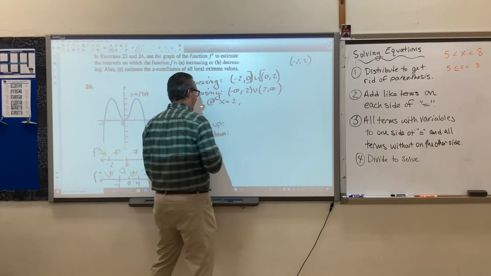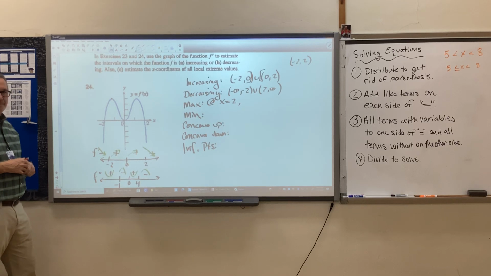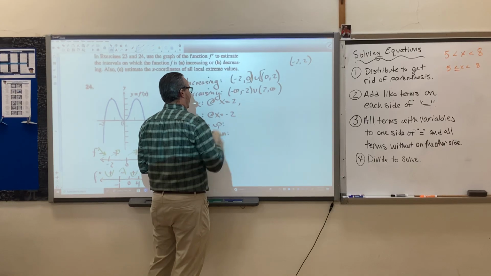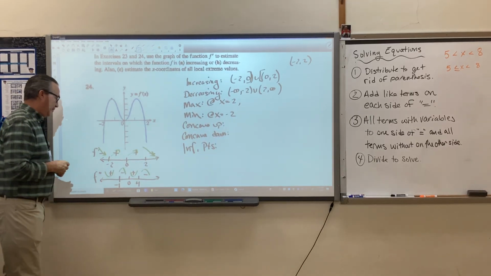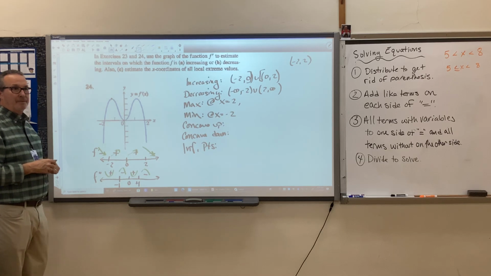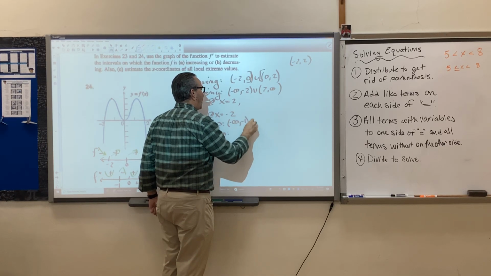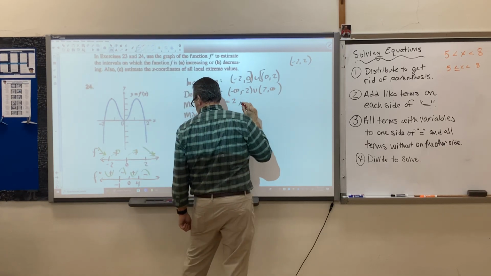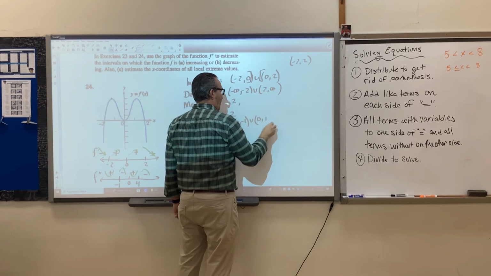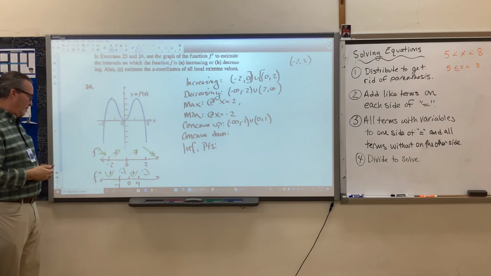How about the minimums? At x equals -2. That's the only one. At x equals -2. Concave up from negative 3 to negative 1, and again concave up from -2 to 2. Concave down from -1 to 0 and from 1 to 2.